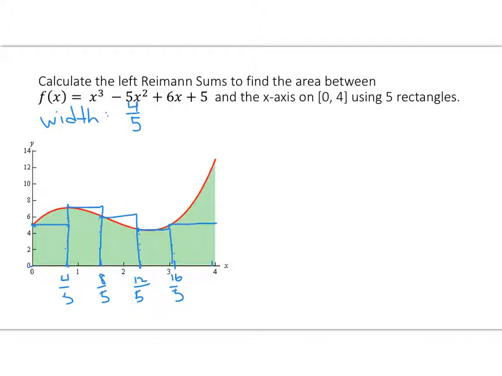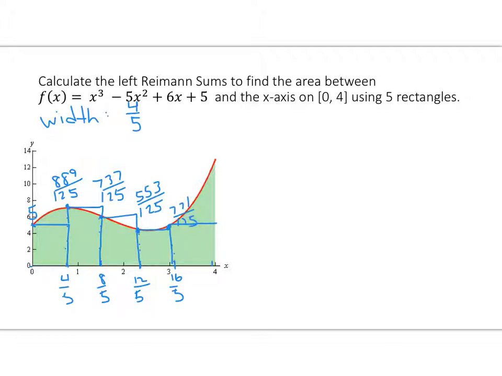So I still have 5 rectangles. This time we have slightly different values. So now if I plug in my f of 0, I know that that's 5. The rest of these endpoints are the same values we found when we were doing the right-hand Riemann sum. So this one is 889 over 125. F of 8/5 is still 737 over 125. F of 12/5 is 553 over 125. F of 16/5 is 721 over 125.